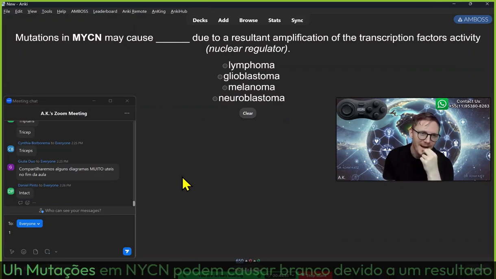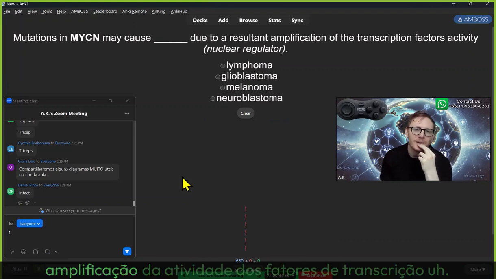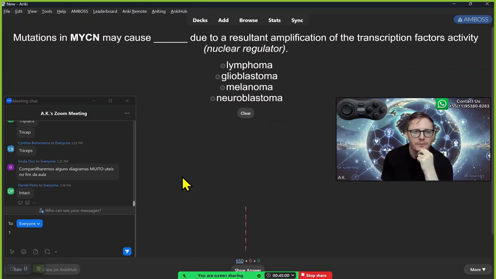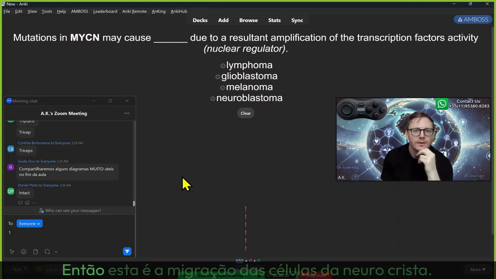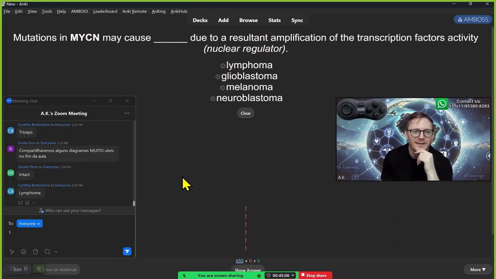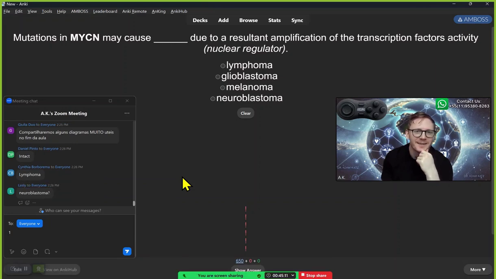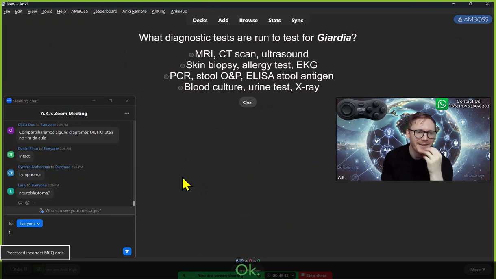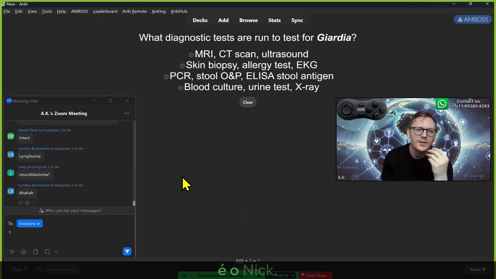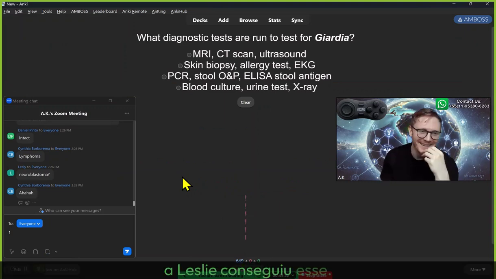Mutations in MYCN may cause blank due to a resultant amplification of transcription factor activity. So this is neural crest cell migration. So I think it's melanoma actually, right? Ah, it's neuroblastoma. Okay, okay. Leslie killed it, I think. Oh, it's MYC. MYC is melanoma, right? Yeah, Leslie got that one.